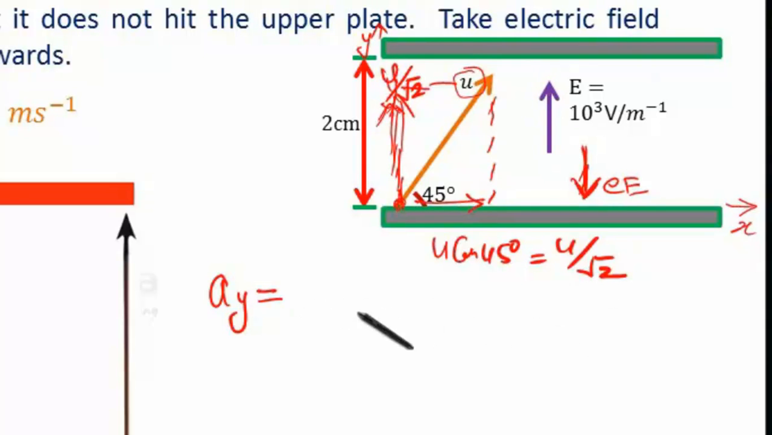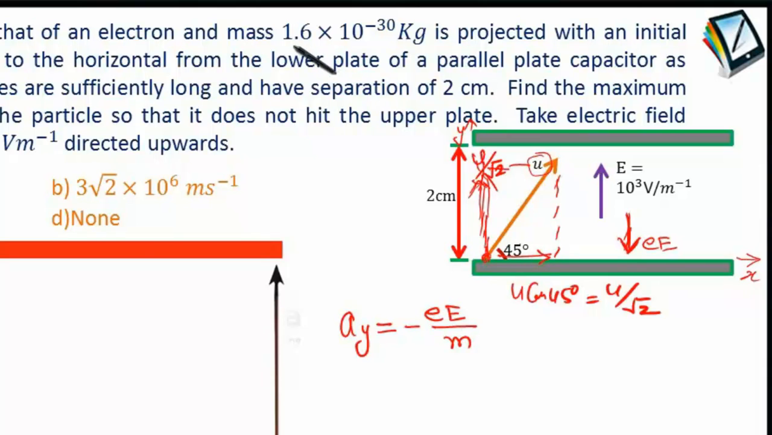Since it is vertically downward, we'll take it to be negative. So it will be E, capital E, divided by the mass of the particle. The mass of the particle we know is 1.6 × 10^-30 kg, that we can put finally. So this is the y component of acceleration. The initial velocity along the y-axis in terms of u is u by root 2, and we have the acceleration. So we'll find the maximum height attained by the particle, meaning the maximum possible value of the y coordinate, because here the initial velocity is vertically upward but the acceleration is applied vertically downward.